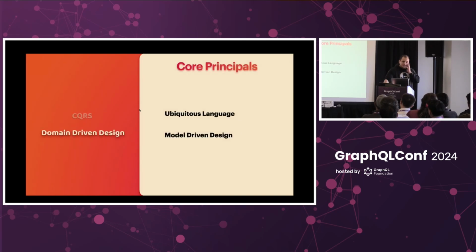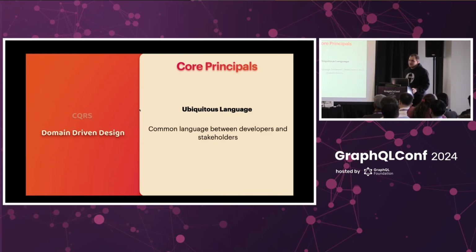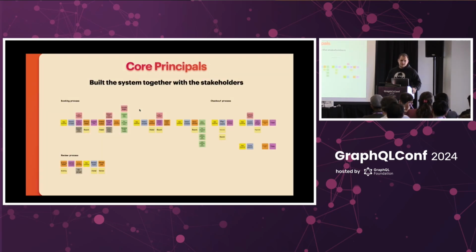If we switch over to domain-driven design, things get a bit more interesting. Because in domain-driven design, we have 2 core principles. We have a ubiquitous language, and we have model-driven design. A ubiquitous language is a common language between the developer and the stakeholder. And with DDD, you have a whole suite of tools at your disposal to help you build a system together with your stakeholder. For example, this is an image of event storming, where you are at the board and you build your application together with the stakeholder.